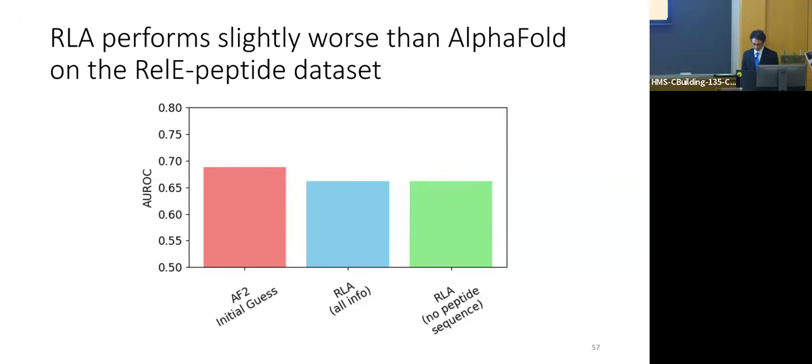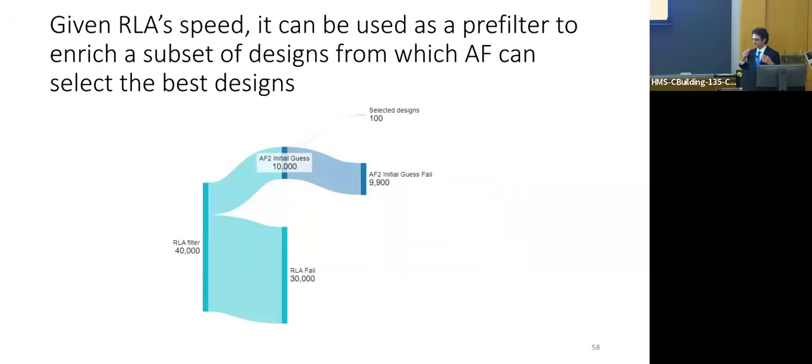And we noticed that RLA is 100 times faster than AlphaFold to initial guess. So what if we developed RLA as a pre-filter, where I'm just having some sort of arbitrary values here. Let's say you have 40,000 designs. You can pass those 40,000 designs through the RLA pre-filter, and you can do that also without a sequence assigned to them, which is something that is less easy to do with AlphaFold.